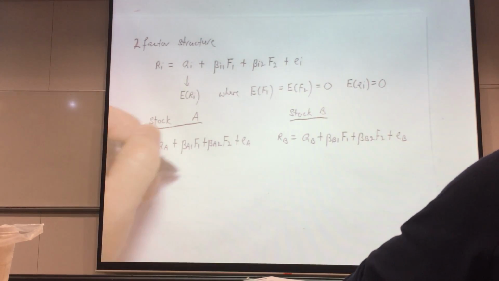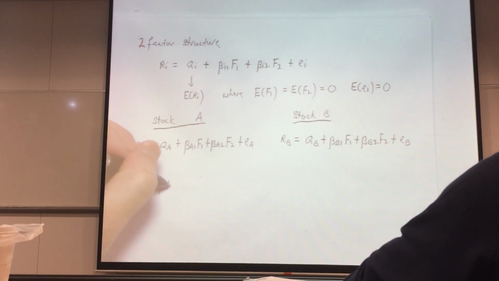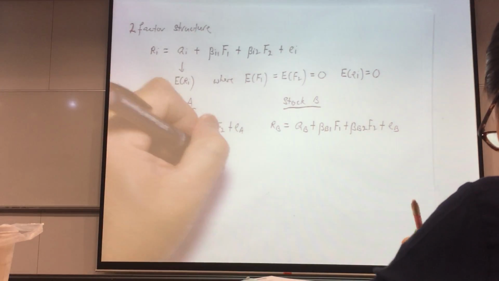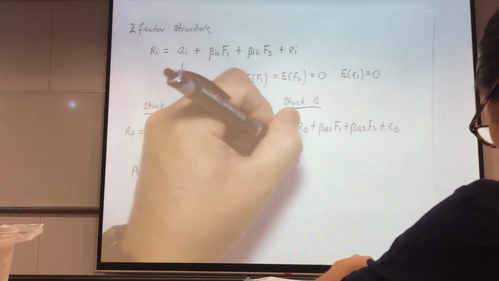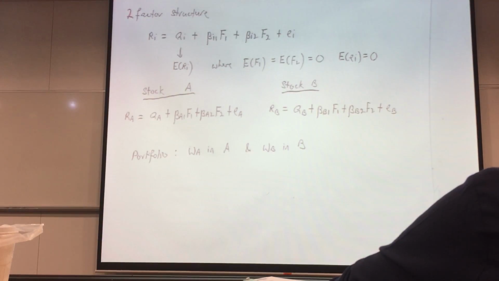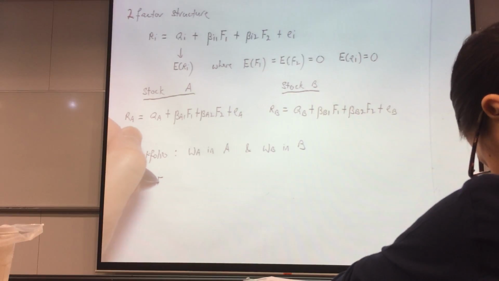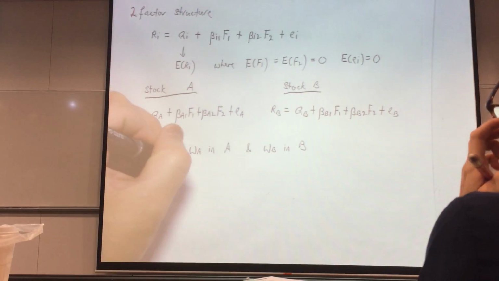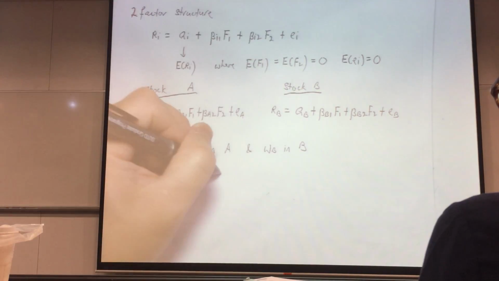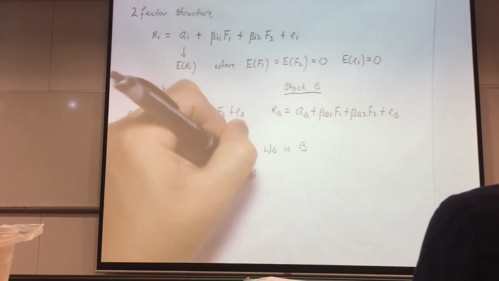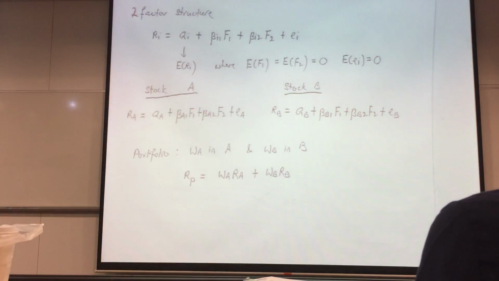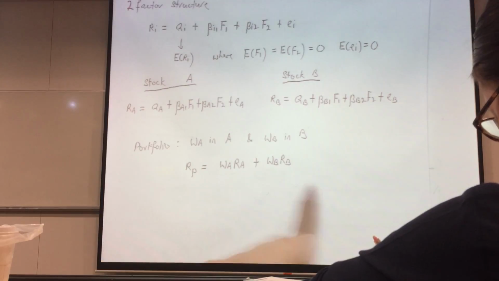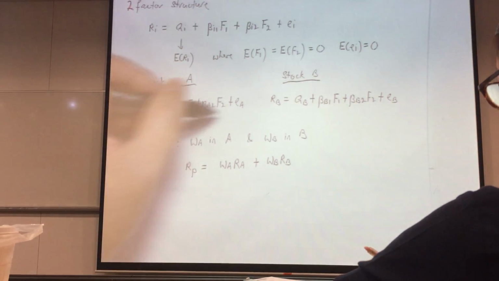So what happens if you have a portfolio, whereby this portfolio puts a certain weightage in A and the remaining weightage in B? So WA in A, WB in B. In that case, your portfolio return, according to Markowitz, is the weightage in A multiplied by the return of A plus the weightage in B multiplied by the return of B. This is from chapter 2, where you learn that the portfolio return is the weighted return of the underlying assets. But now we apply the factor structure.